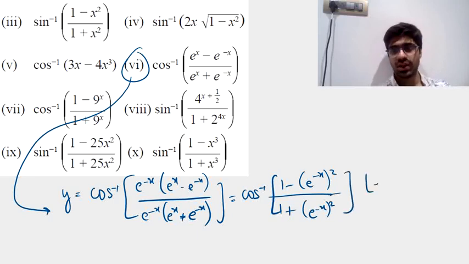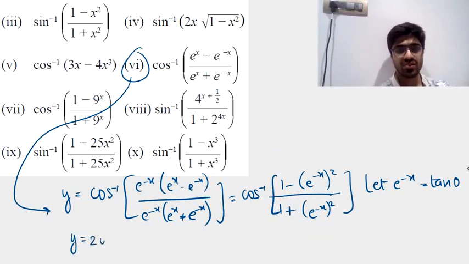Okay, so we take e power minus x as tan theta, because when we do that we have 1 minus tan square theta upon 1 plus tan square theta, which makes it cos 2 theta. Cos inverse of cos 2 theta makes it 2 theta, so we have y as 2 theta, this will be 2 times theta, right? So theta here will be tan inverse of e power minus x.